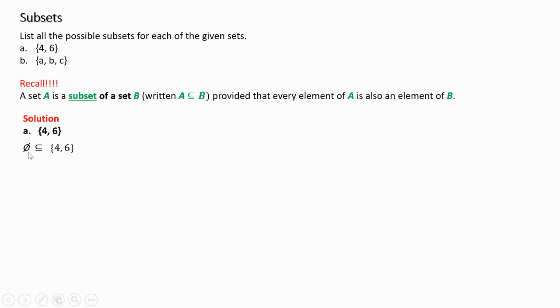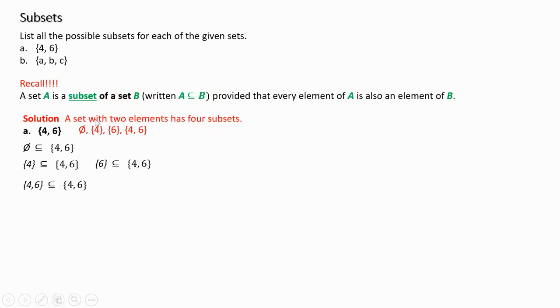Now, like I tell my students, you always pick one at a time. So the set 4 is a subset of the set 4, 6. And then the set with element 6 is also a subset of 4 and 6. And then we put them both together. The set containing 4 and 6 is a subset of itself. So there's going to be 1, 2, 3, 4. So there's going to be 4 subsets. Let's look at B now. You see the set with 2 elements has 4 subsets.